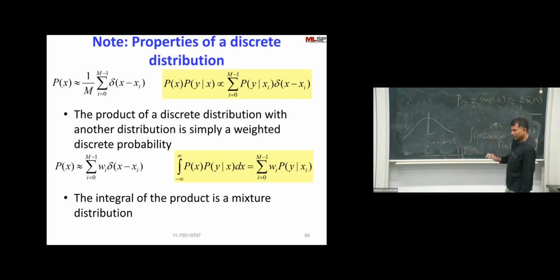Make sense? Right. So what happens here? If I multiply P of x times P of y given x, that's going to be P of y given xi. I'm not even sure why you need the w, so it's going to be just 1 over m, right?